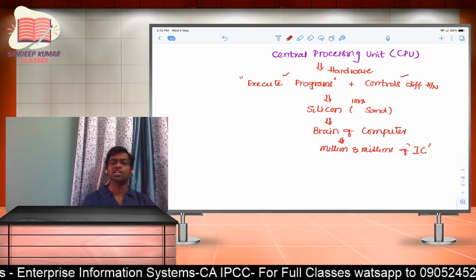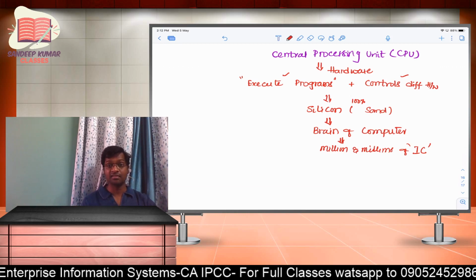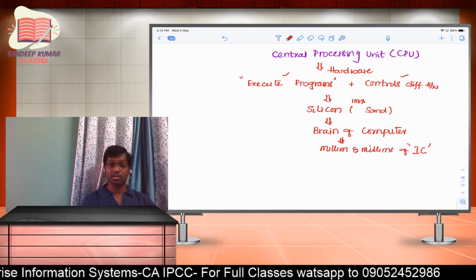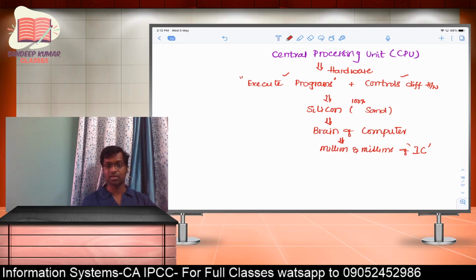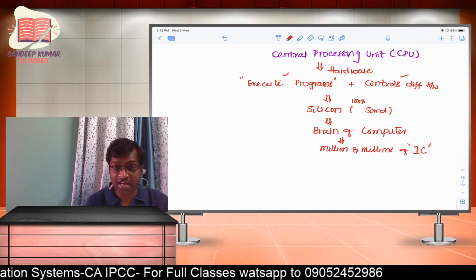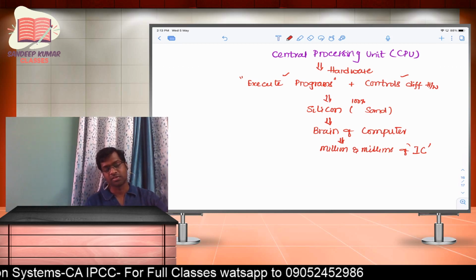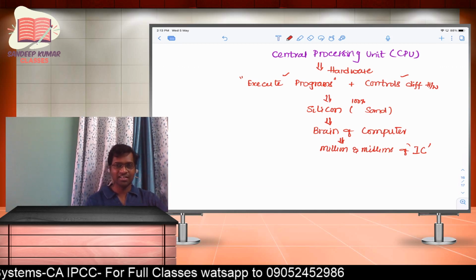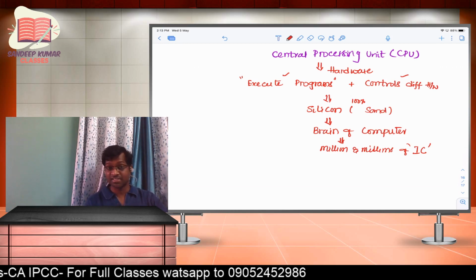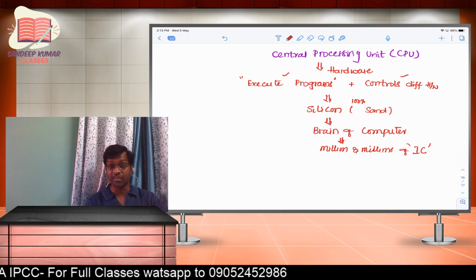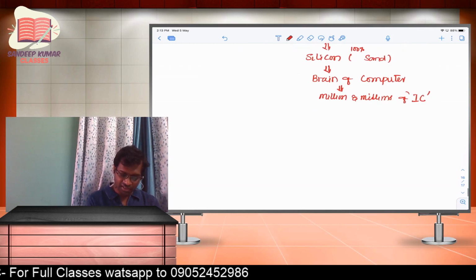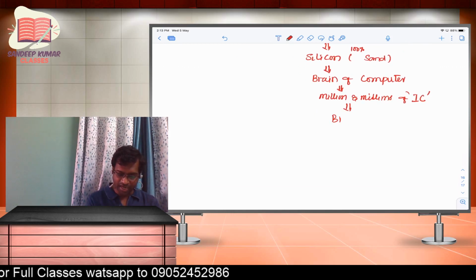The question is whether a processor can understand our languages. When I say our language, I mean Hindi, English, Tamil, Malayalam, Marathi, or any other language. Can a computer understand our language? What exactly is the language understood by the processor? A computer cannot understand Hindi, Telugu, Tamil, Marathi or Malayalam. A computer or CPU can understand only one language, called binary language.